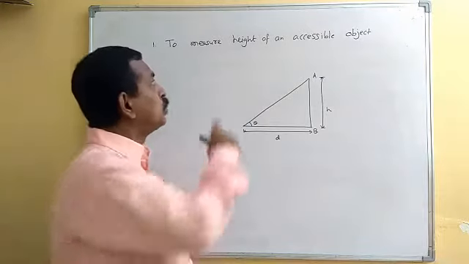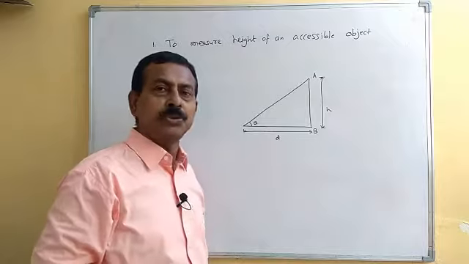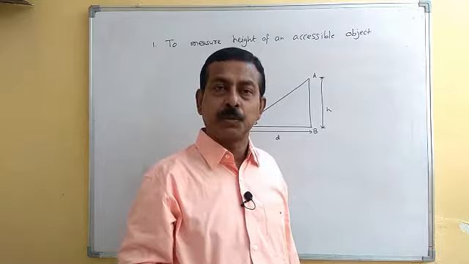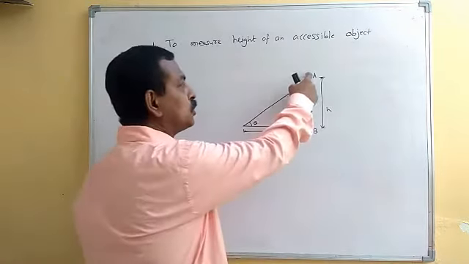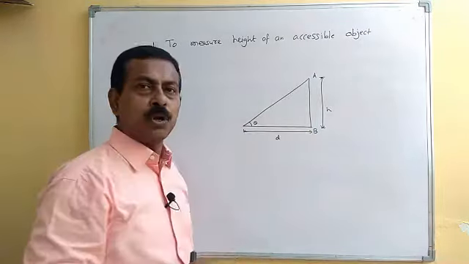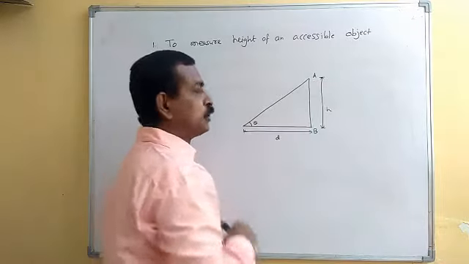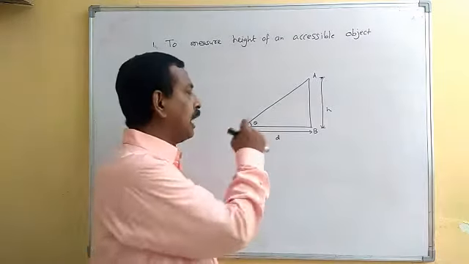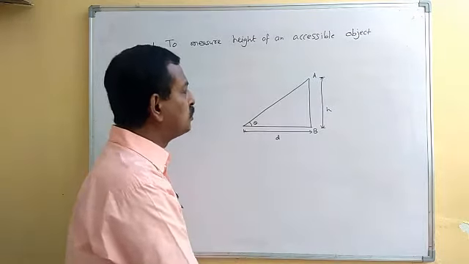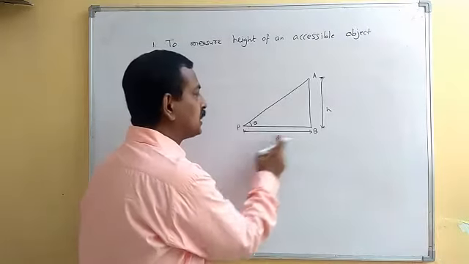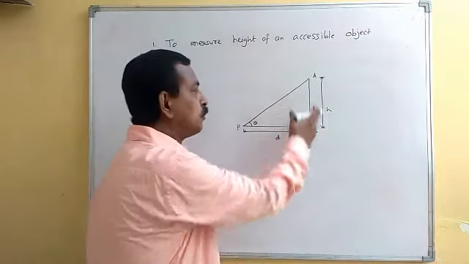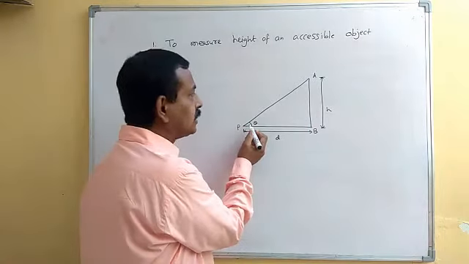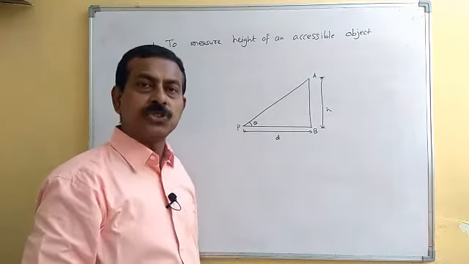Suppose we want to measure the height of an accessible object. It may be the height of a tree or of an electric pole. So suppose this AB represents the accessible object and its height is H, which we want to measure. For that, we'll take help of trigonometry. We take an observation from a point P, which is at a distance D from the foot of this object. Suppose the angle subtended by this object at the point P is theta.